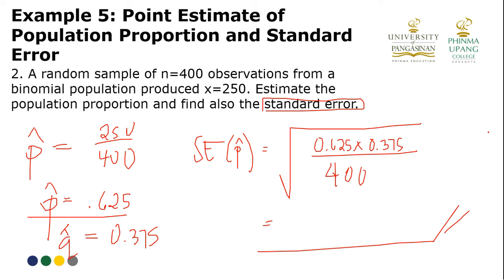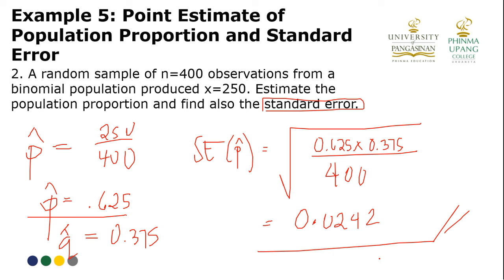So, maniniwala ako doon sa 0.0242. Yeah, so 0.0242. Double check po kay iba is 3 decimal places. Ilagay nyo na lahat, 4 decimal places. So 0.0242 ang ating final answer in number 5.